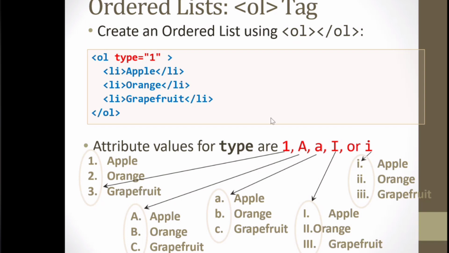But suppose we want this result, capital ABC, or small abc. Suppose we want Roman 1 2 3, or small Roman 1 2 3, like this. Then here we have to mention the type. Type is equal to capital A, we will get this output. Type is equal to small a, we will get this output. Type is equal to capital I, we will get this output. Likewise.